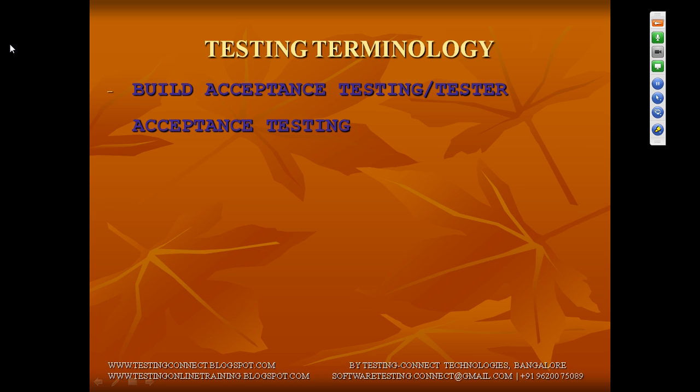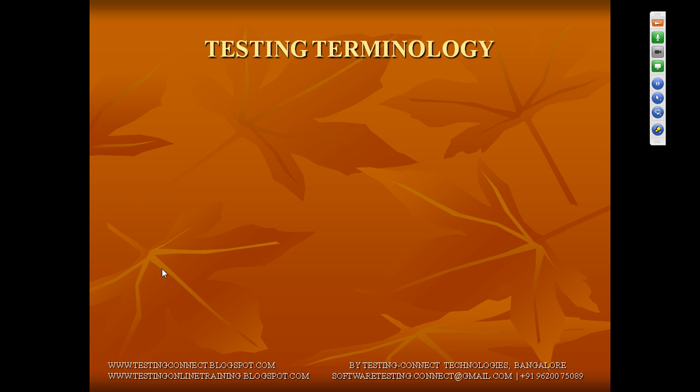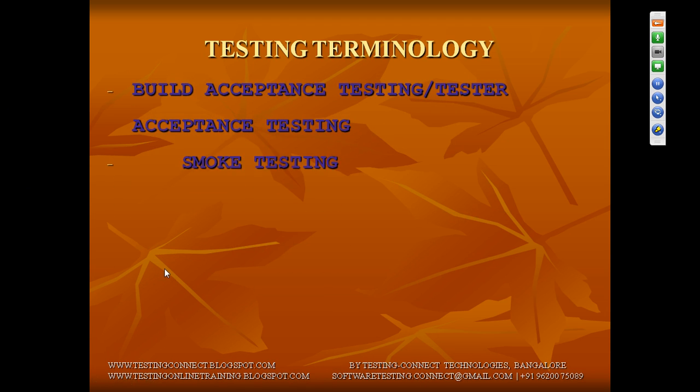This one is again divided into two types: smoke testing and sanity testing. Since you are trying to accept the build, you call it build acceptance testing. Also, the tester is accepting that application, so you can consider it tester acceptance testing. So, smoke testing or sanity testing.